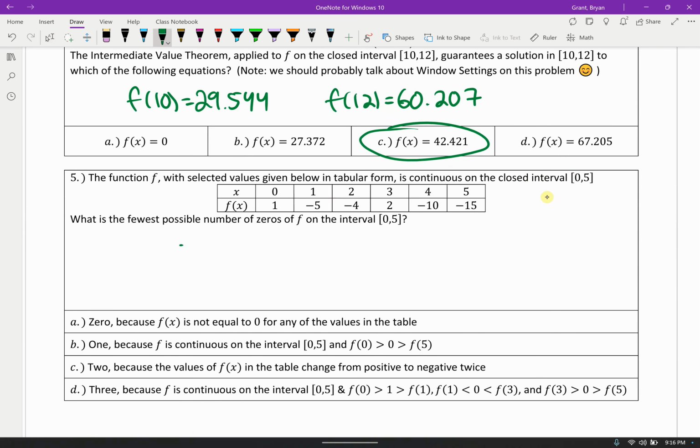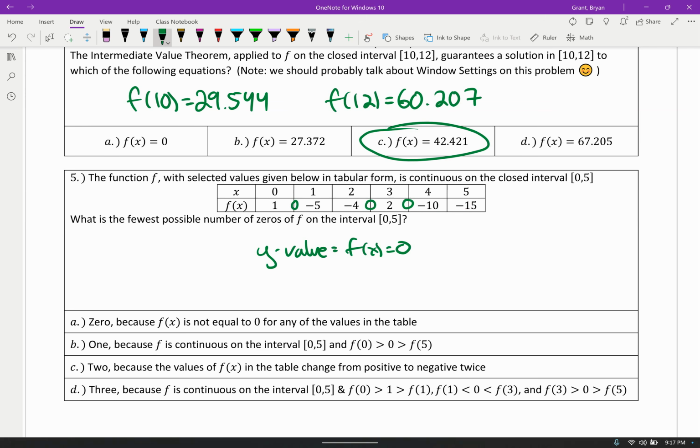So here's our function. It's continuous. What's the fewest number of zeros? Well, zeros is when the y value, which is, of course, f of x, is 0. So if you started a y value of 1 and moved to -5, did we have to go past 0? Certainly, 0 is in between those. -5 to 4? No. -4 to 2? Yeah. 2 to -10? Yeah. And then nothing there. So I see 3 zeros.